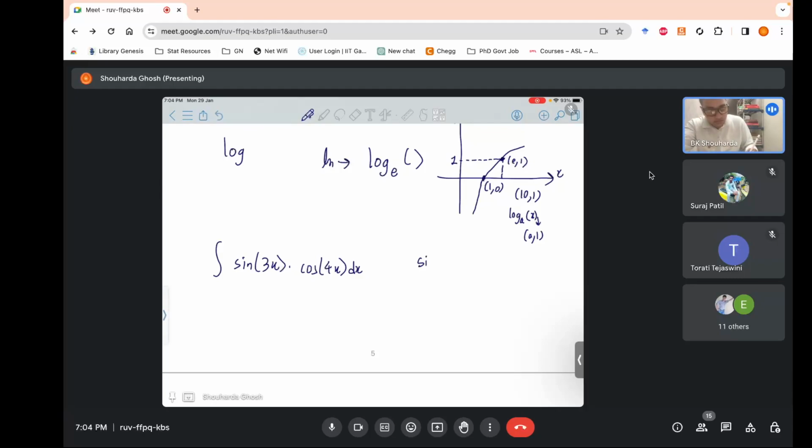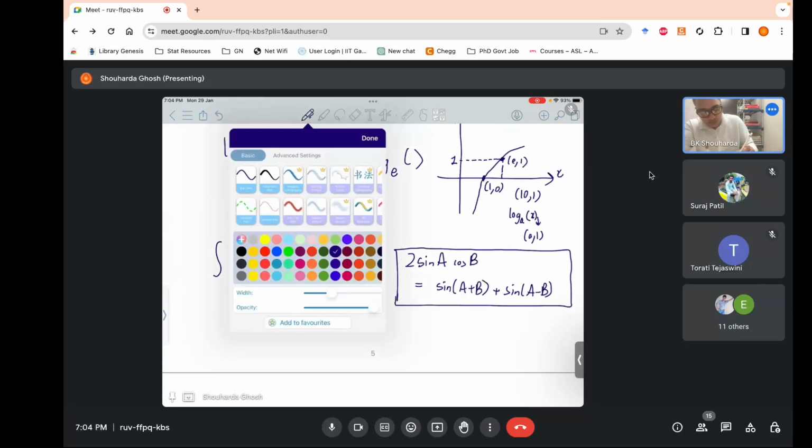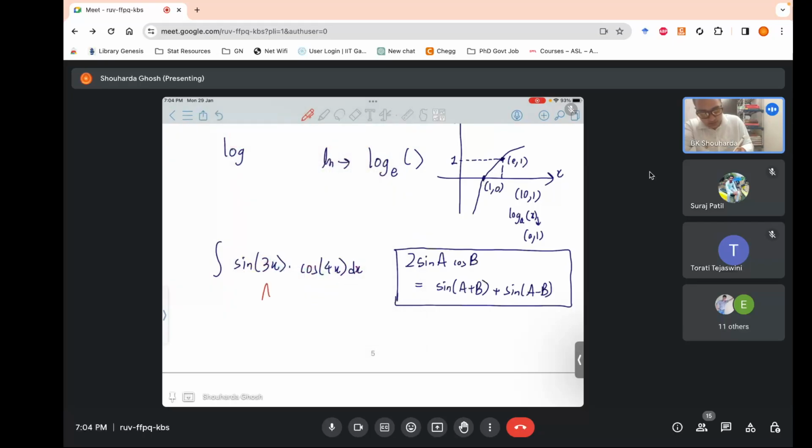So we use the property 2 sin a cos b equals sin of (a plus b) plus sin of (a minus b). So what is a over here? Thrice x, that is 3x. b is 4x. Is it getting boring? Anybody not able to understand anything, please let me know.